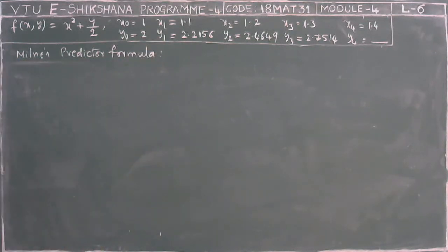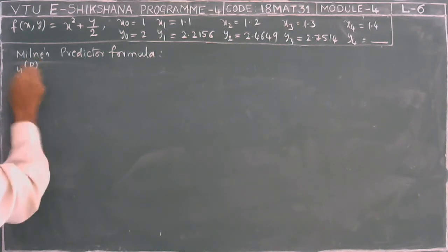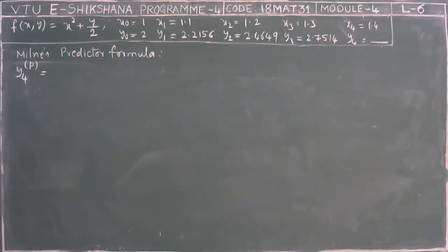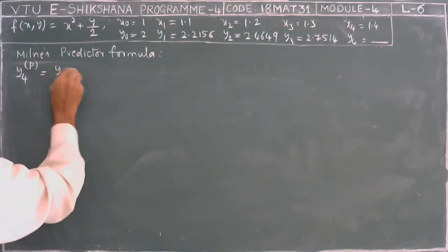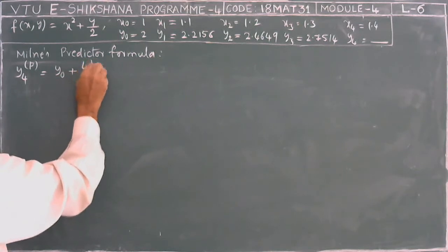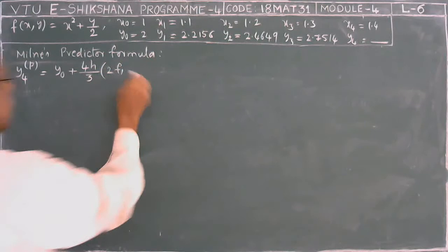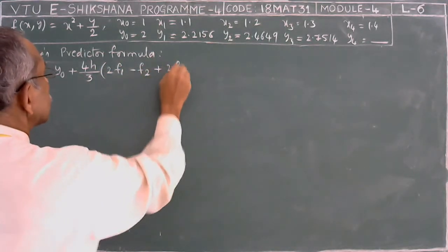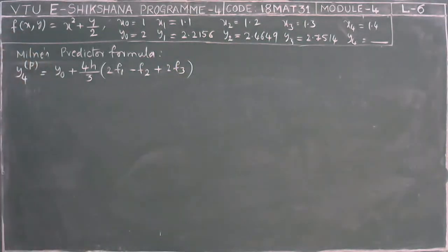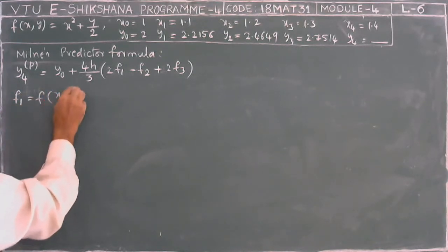You have to remember. This is given by y4p, where P stands for predictor, predicting the value of y. y4p is equal to y0 plus 4h divided by 3 into 2 f1 minus f2 plus 2 f3. Where f1 is f of x1 comma y1.